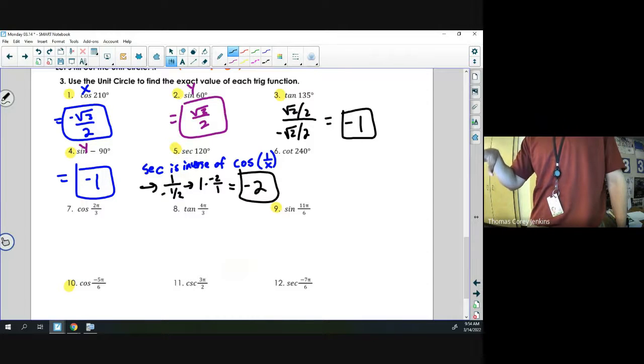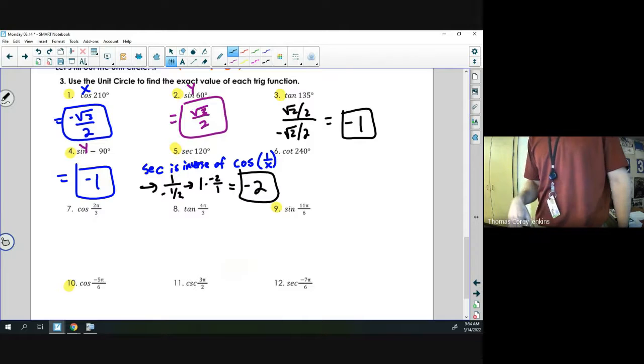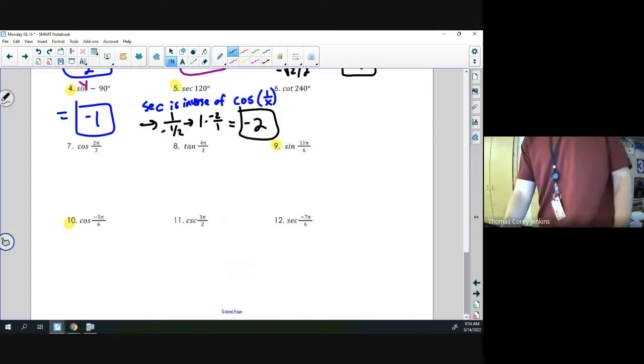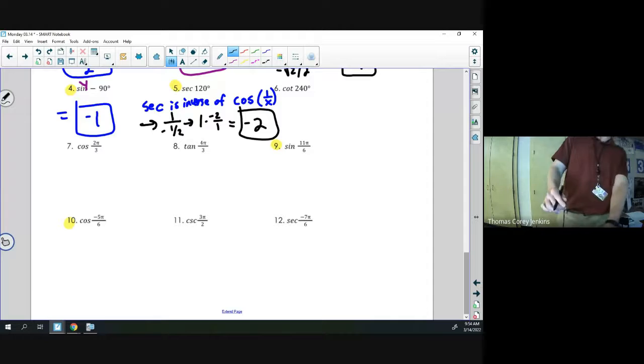All right, so 6 through 8 are on the filled out notes. We'll skip those for now and finish with 9 and 10. 9 and 10 are just in radians instead. Okay, and that'll be where we leave it for today's introductory video.